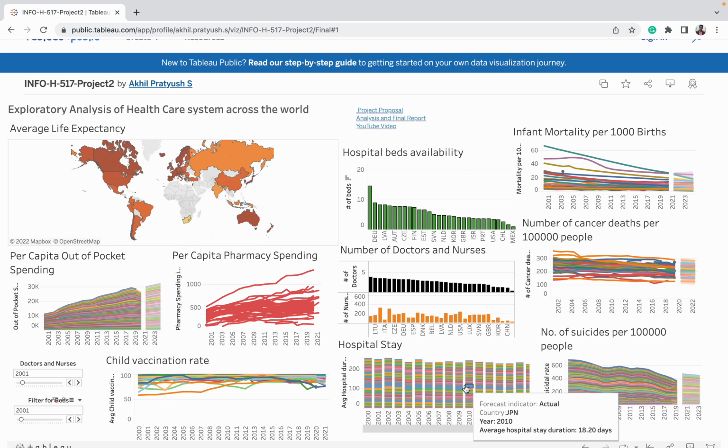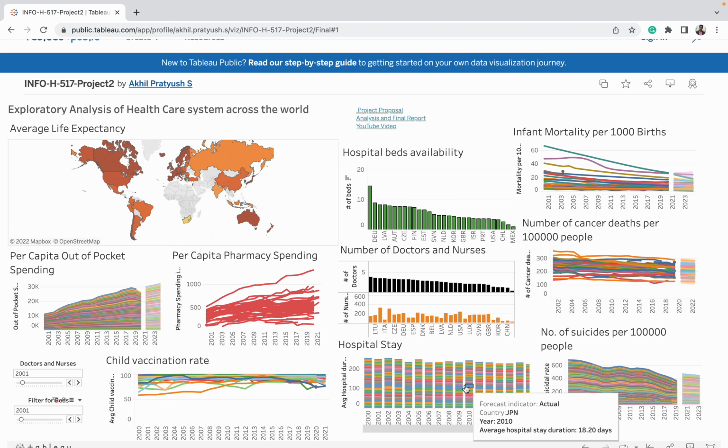This is Akhil Pratyush, and this evening we are here to explain our final project of INFO-H517 data visualization and analysis. For our final project, we have chosen a healthcare dataset which explains how healthcare systems across the world have been developing and how the indicators are doing so far. We sourced this dataset from OECD, and it had a lot of information, so we merged the datasets so that we can get meaningful insights out of it.